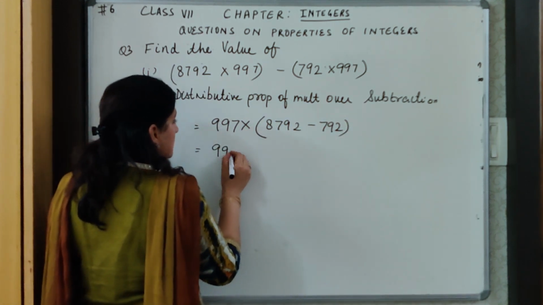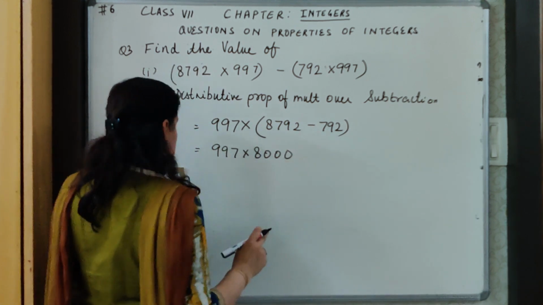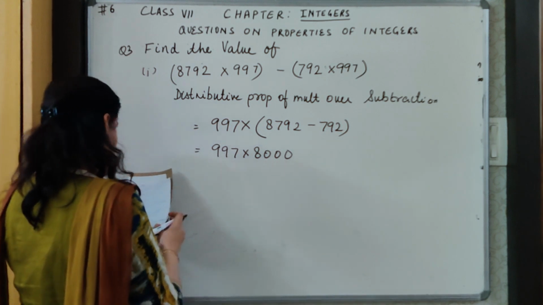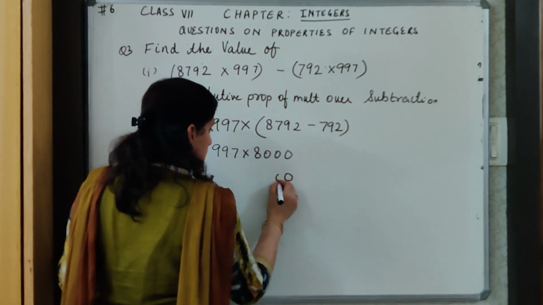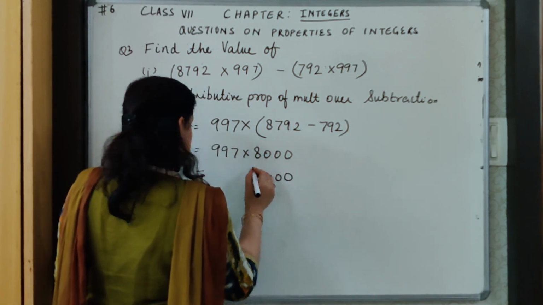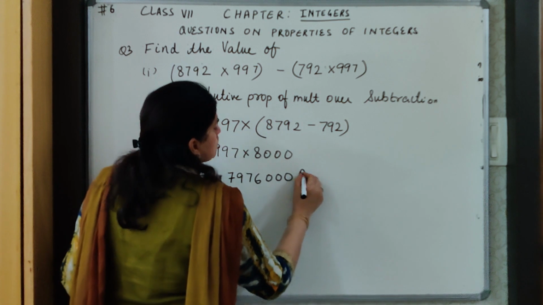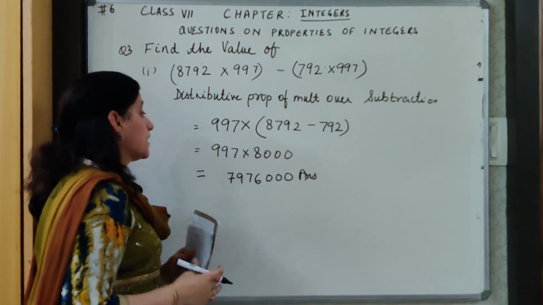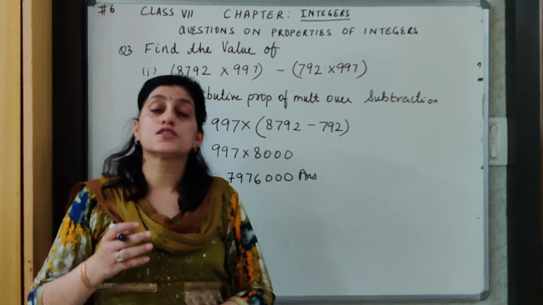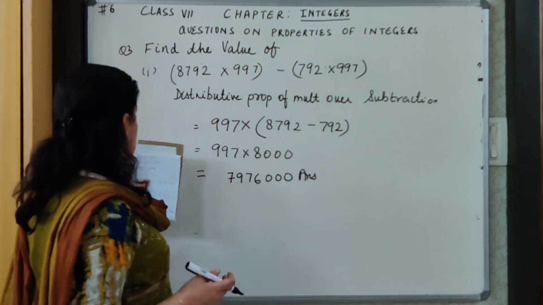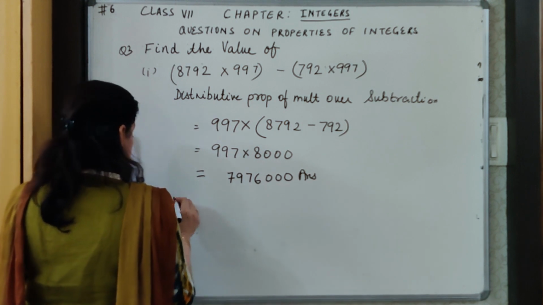Now I will solve this. This gives me 997 into 8000. This minus 792 is 8000. And on multiplying this, the answer I am getting is 0, 0, 0, 6, 7, 9, 7. So this becomes the answer. Therefore, you can see by the use of property, the multiplication becomes simpler also. So this is one such question. We will take one more. So one more question I am taking here.